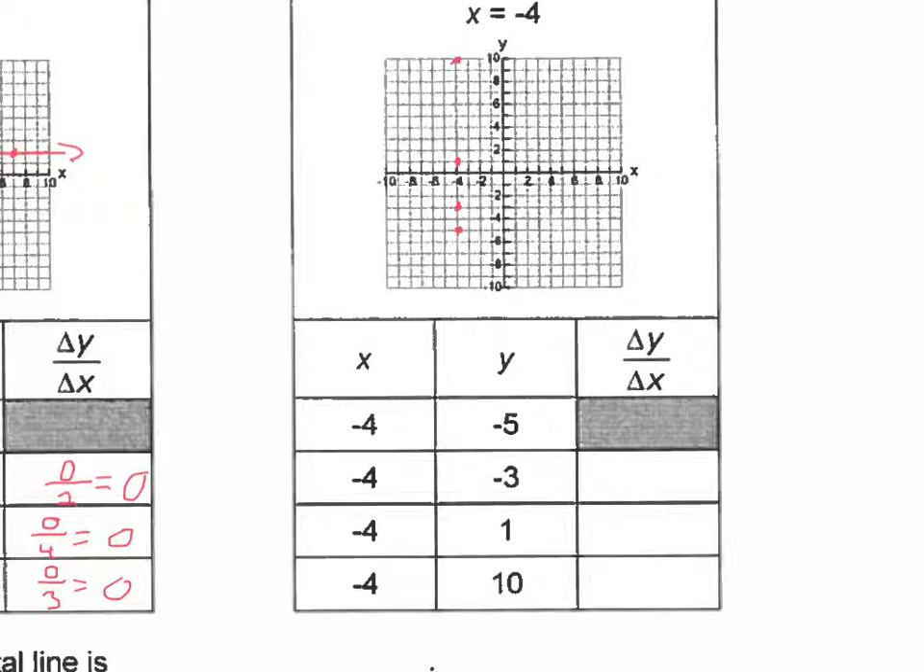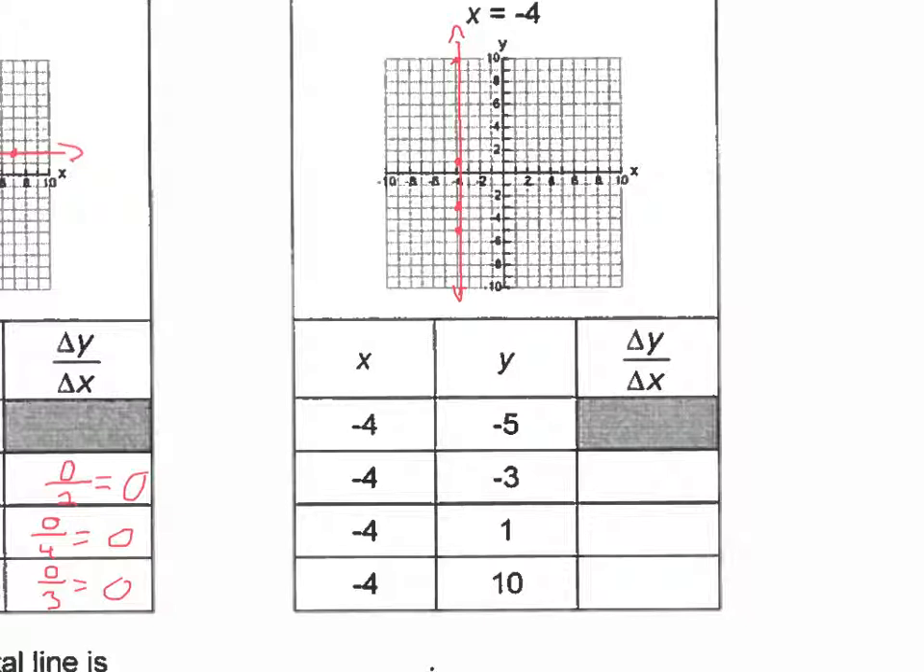Now let's see if I can draw as pretty a line as I did a second ago. Let's see if I can connect these guys together. Well, it's nice and straight. Just a little bit off. All right. So I've got a vertical line, right? We call this a vertical line. Anytime it says x equals a number, you've got a vertical line.